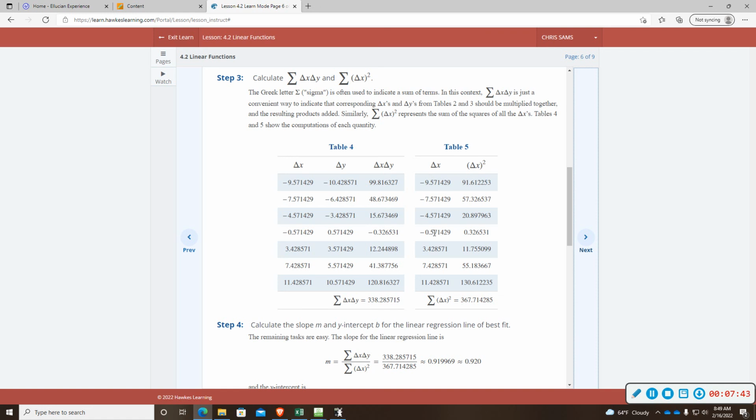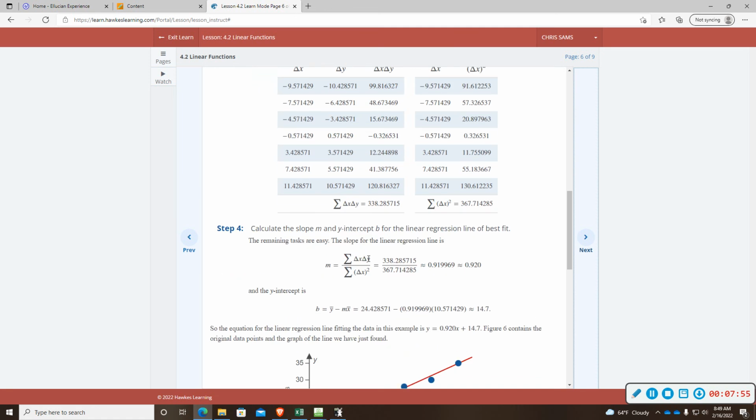And then they do the same thing with just the X differences. They square them though. So they take this number and square it. And then they add up all of those, and you get the sum of delta X squared. All right, and then they take those two numbers and divide them, and then they get this number, as they're showing you here.